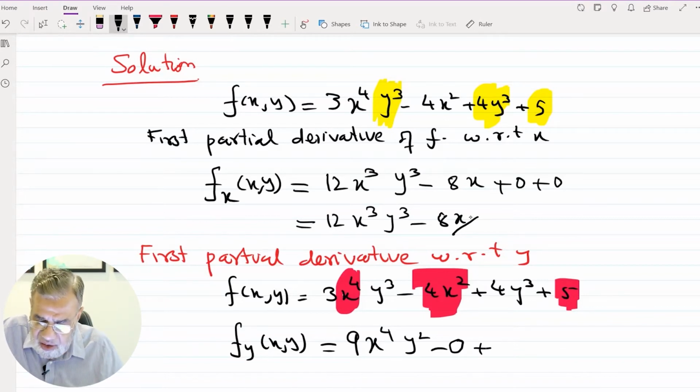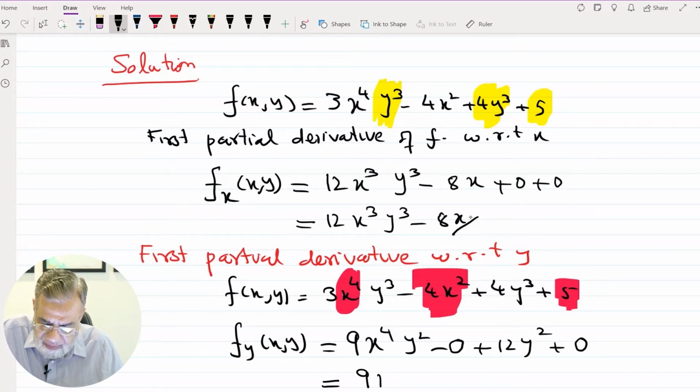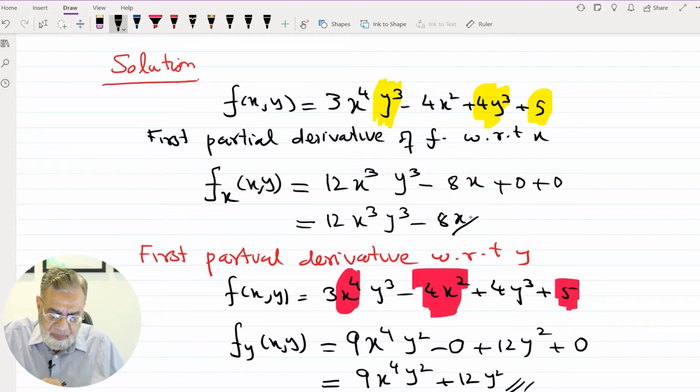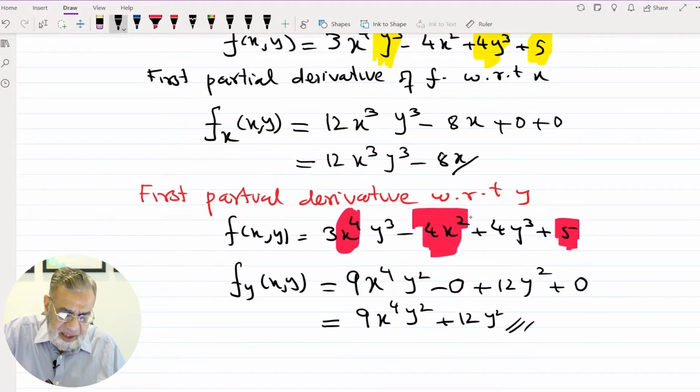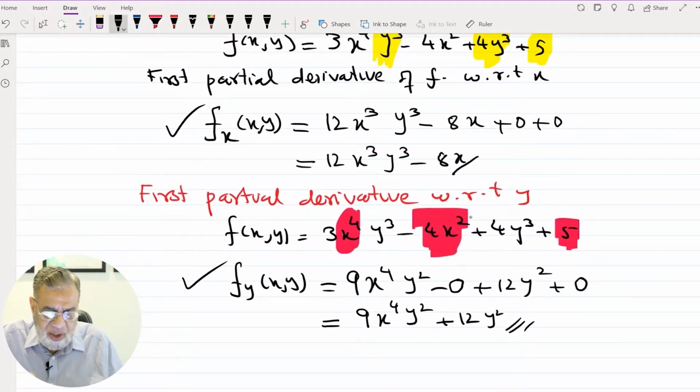Now y is changing here, so we get 12y^2, and plus 5 is constant, so 0. I simplify this and get my result: 9x^4 y^2 + 12y^2. This is my final result. So I get the partial derivative with respect to x and the partial derivative with respect to y. Here y was constant, and here x was constant.